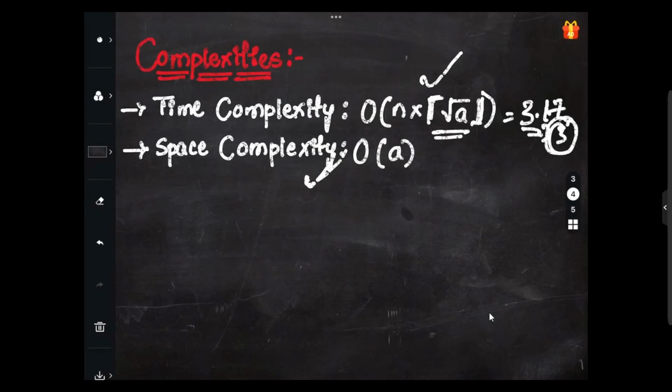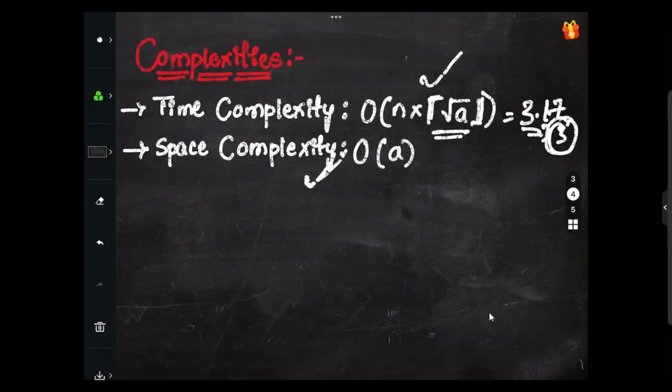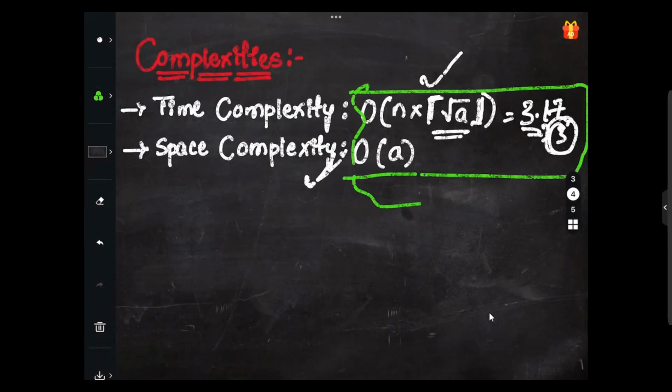And the space complexity would be big O of a, just a, because for the dp array, we will be considering the dp array up to 1 into 10 to the power of 6, right? Which stores counts for all the possible lengths, right? So overall time complexity and the space complexity for the code that we'll be writing would be big O of n into floor of square root of a and big O of a respectively, right?